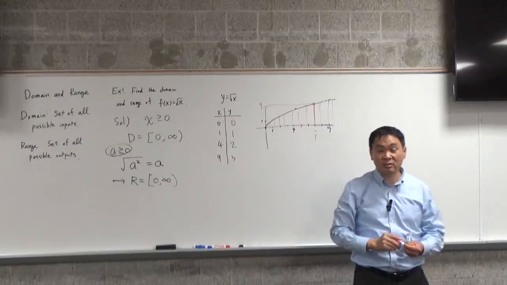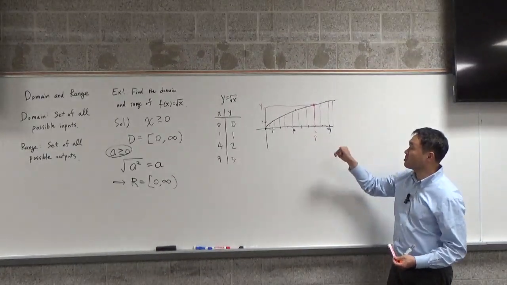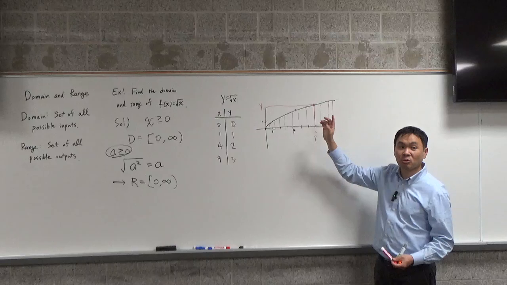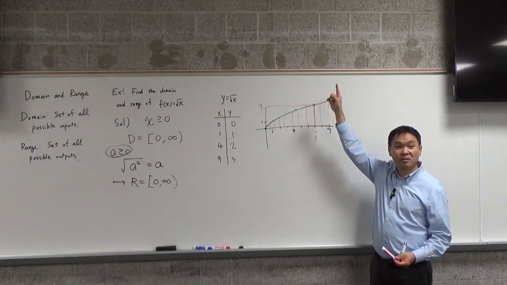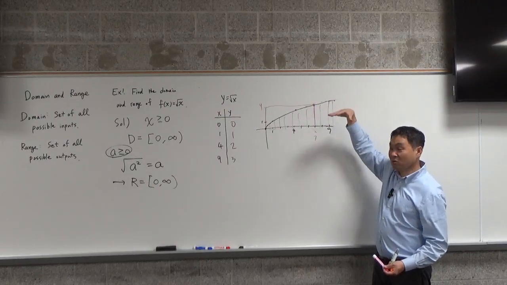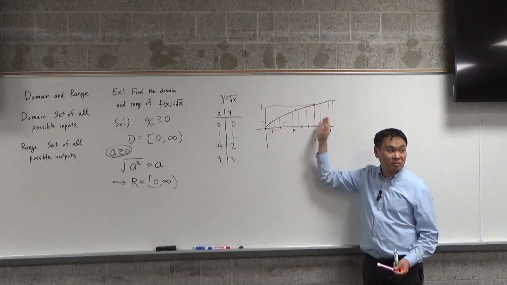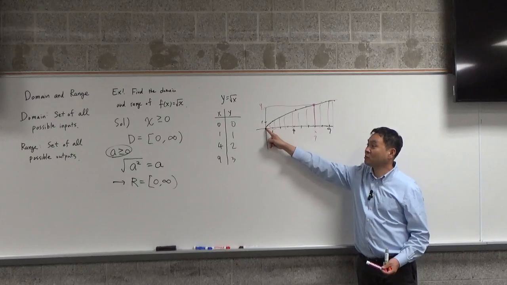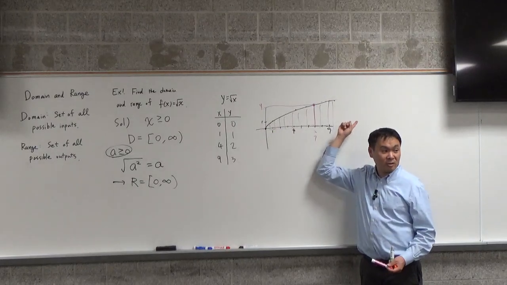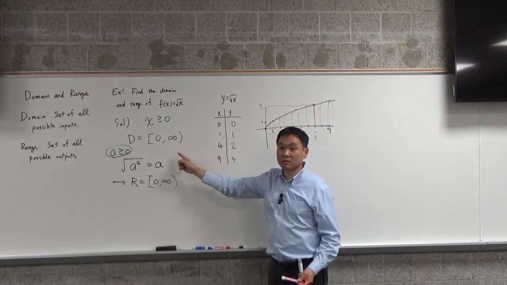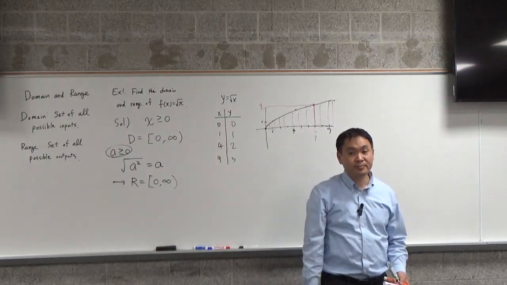Another way to visualize this is to imagine that there's a light source way up there, shining upon this graph, and there's a shadow on the x-axis. Then the shadow is only from here up to infinity, right? So that's going to be your domain. That's another way to think about it.